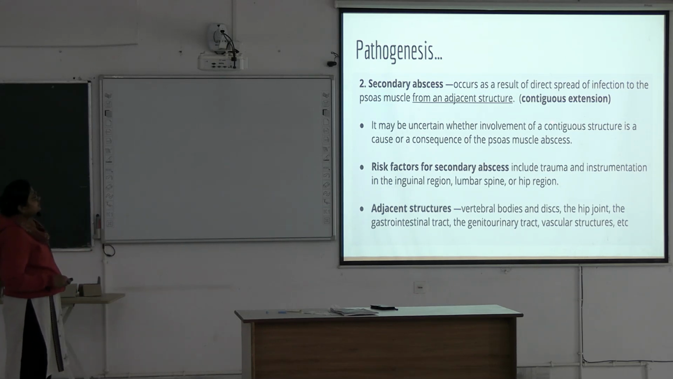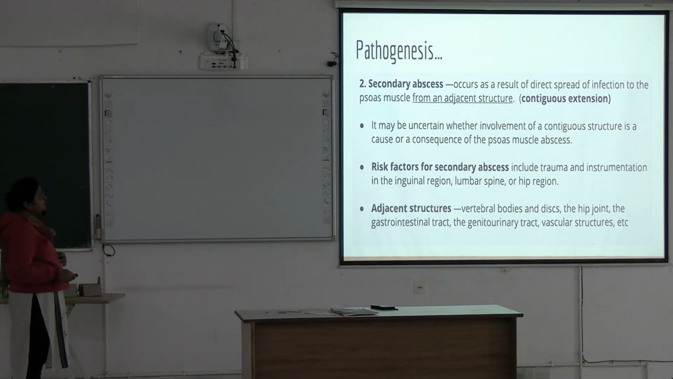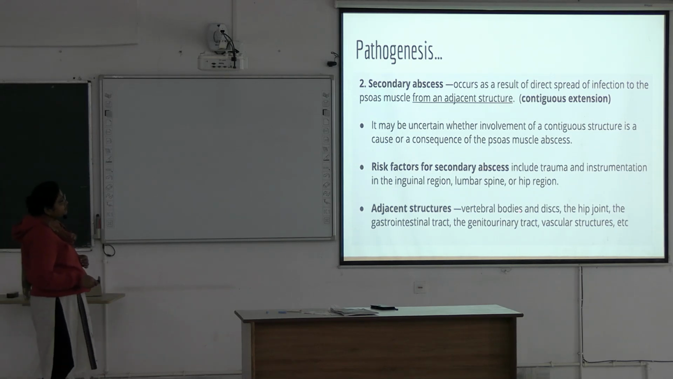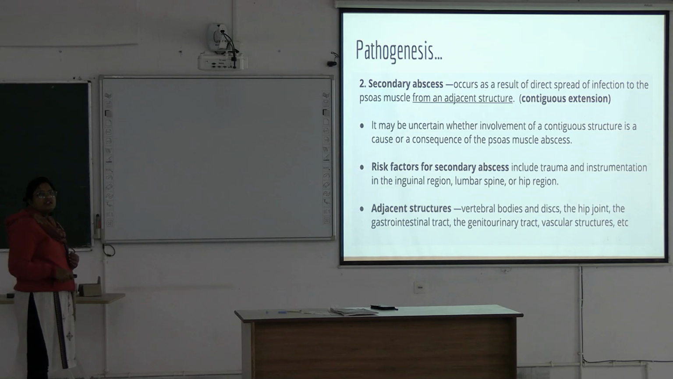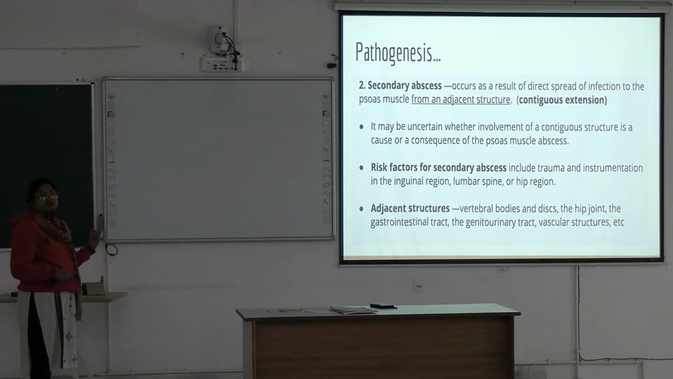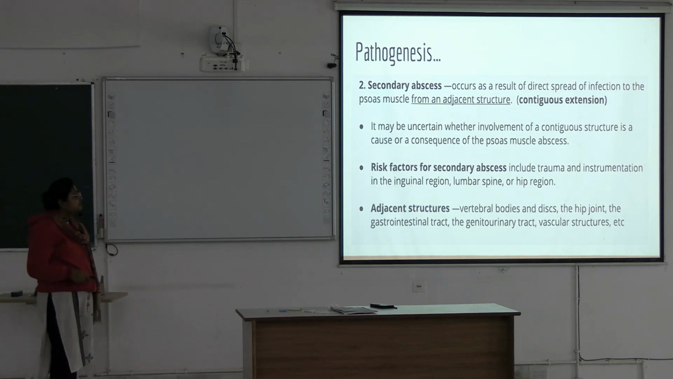It may be uncertain whether involvement of a contiguous structure is a cause or a consequence of the psoas muscle abscess. What are the risk factors for secondary abscess? They include trauma and instrumentation in the inguinal region, lumbar spine or hip region. Okay. Adjacent structures are the vertebral bodies and discs, the hip joint, the gastrointestinal tract, genitourinary tract and vascular structures. In case of infection of all these structures, it can spread and lead to iliopsoas abscess. Okay.